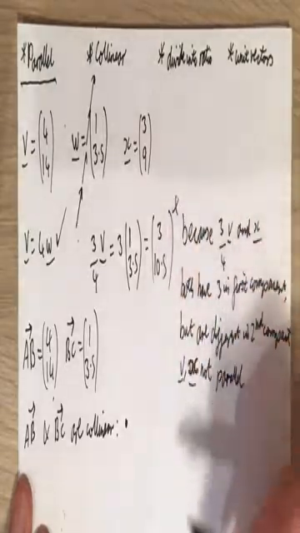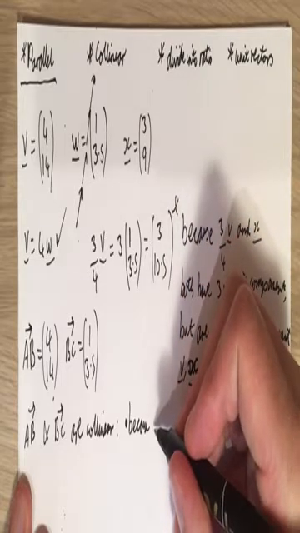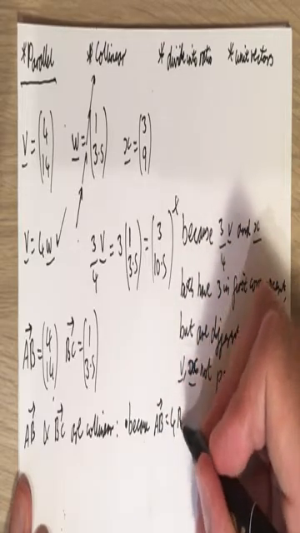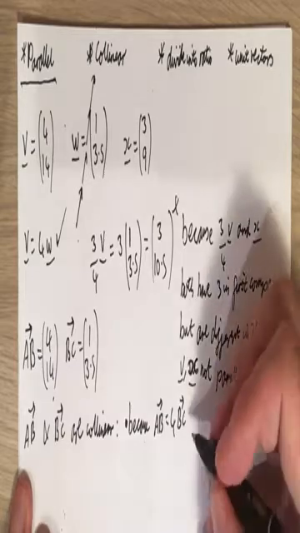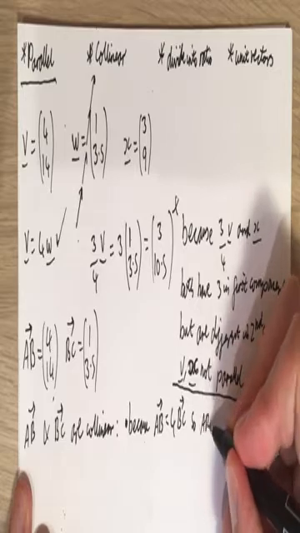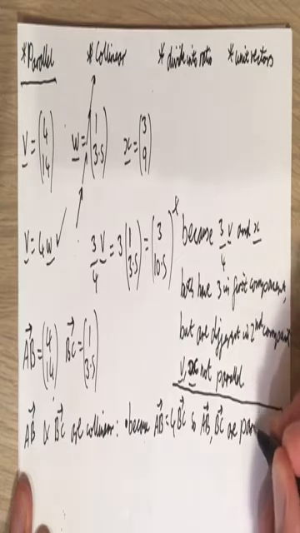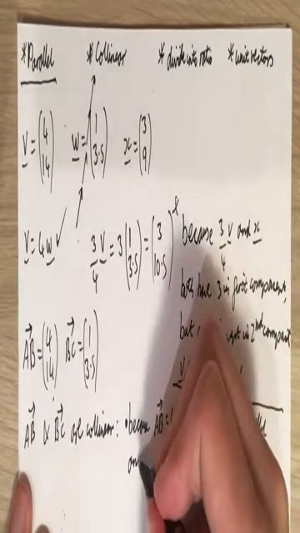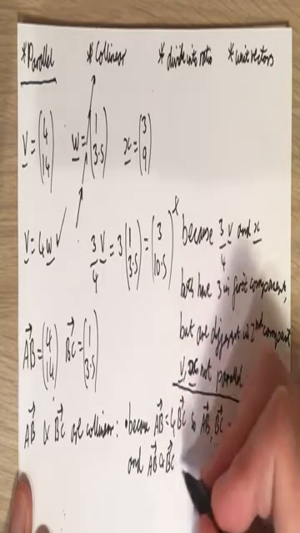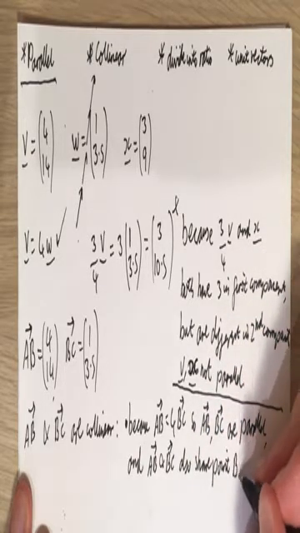Remember, we always have to write a sentence to explain ourselves. So it's because, what should we say? Because AB is 4 times BC. So what does that mean? So AB and BC are parallel, and AB and BC also share point B.